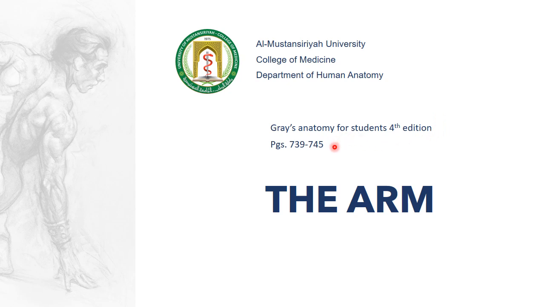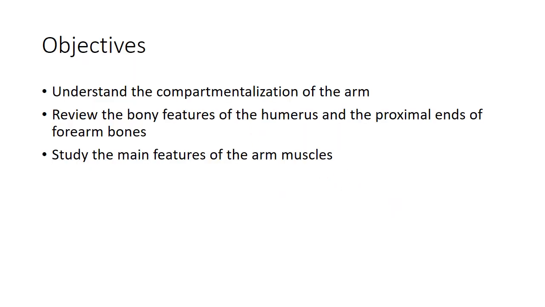Attached with the video you will find the PDF file containing the pages from your textbook Gray's Anatomy. In this lecture we will understand the compartmentalization of the arm, meaning how we divide the arm into compartments, and each compartment has its own muscles and its nerve supply, and the muscles have a specific action, etc.